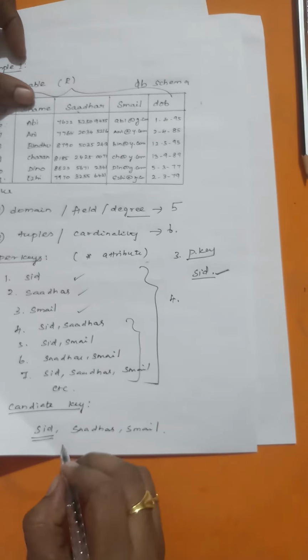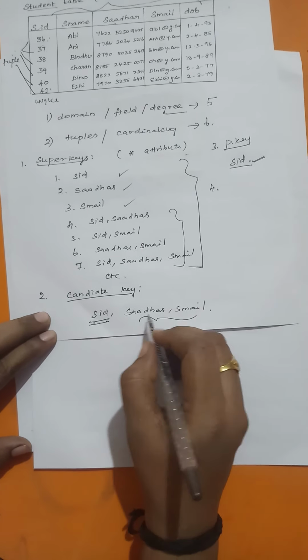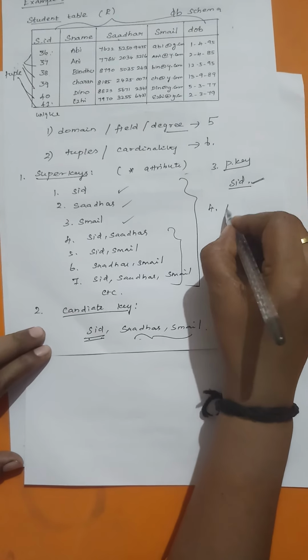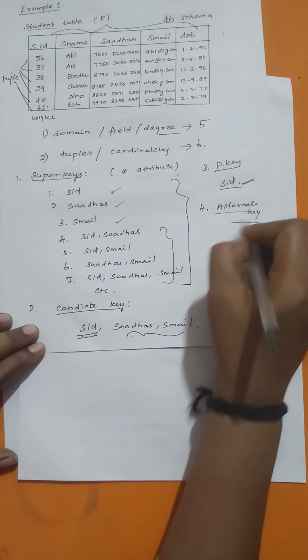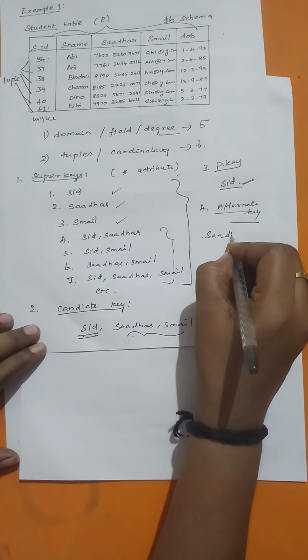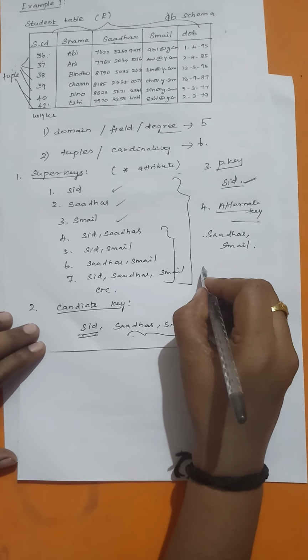So I want to tell you one thing. Here the candidate key is SID, and the rest of the remaining two attributes are called alternate keys. So here S author and S email are alternate keys.